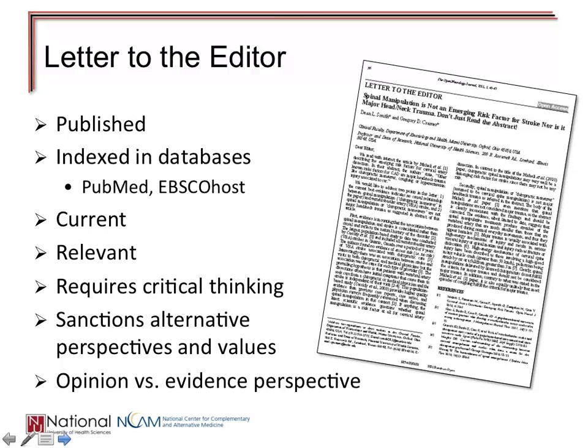Right. And they're searchable, as you said, so I think it's a good way to have an impact for a busy clinician. Yeah. Any other thoughts about letters to the editor?